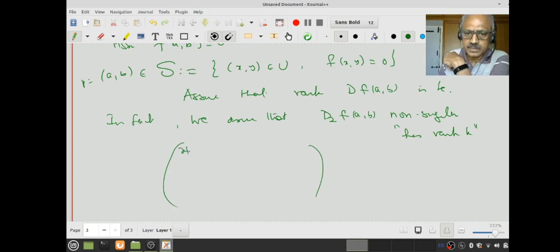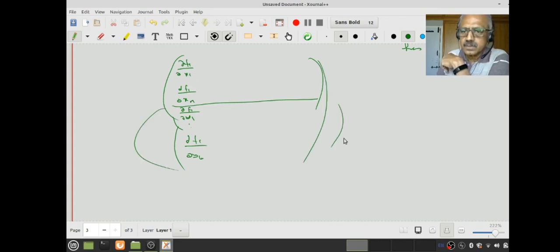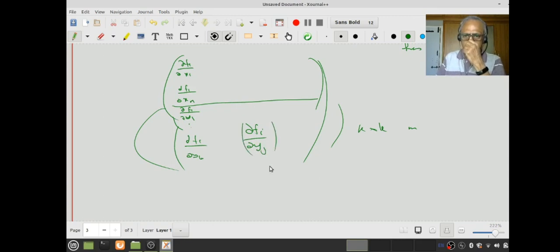It will look something like this: del f1 by del x1, del f1 by del xn, and del f1 by del y1, and so on, up to del f1 by del yk. Do you understand this? And similarly the other rows. So I have this k cross k matrix. Generally it's del fi by del yj, with i and j varying over k. I am asking whether this matrix is non-singular. Do you follow that?